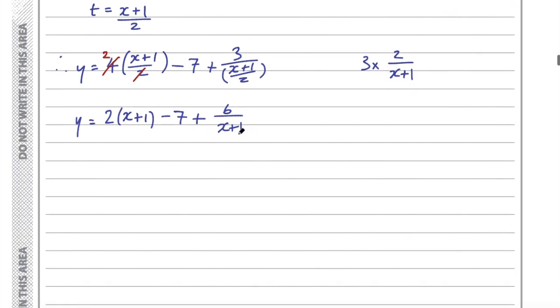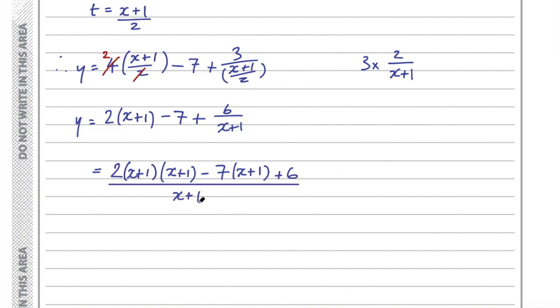And now we want a common denominator. Well, the only way we can do that is to multiply everything by x plus 1. So the next line will be 2 times x plus 1 multiplied by x plus 1, minus 7 times x plus 1, plus 6, and now I can write that all over x plus 1 to turn that into a single fraction.